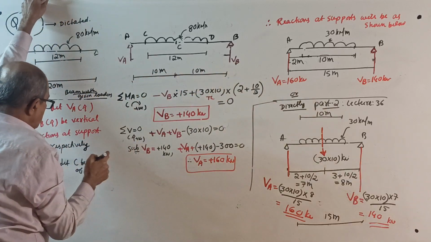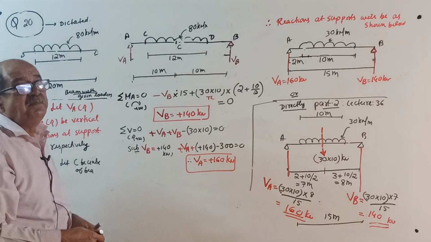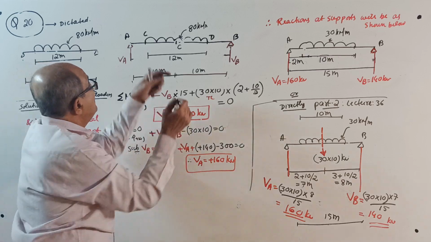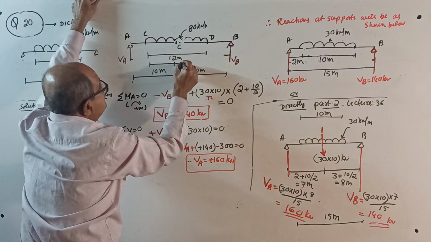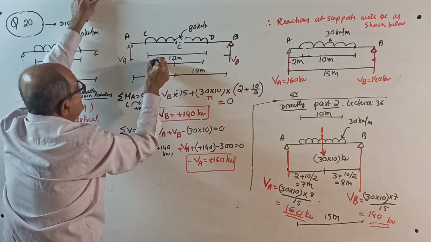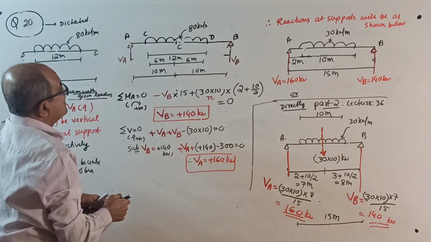Now, you have to write a note here. I am dictating. Symmetrically placed with respect to center means exactly half the UDL this side and half the UDL this side. So this length is 6 meter, this length also 6 meter. Okay, start.